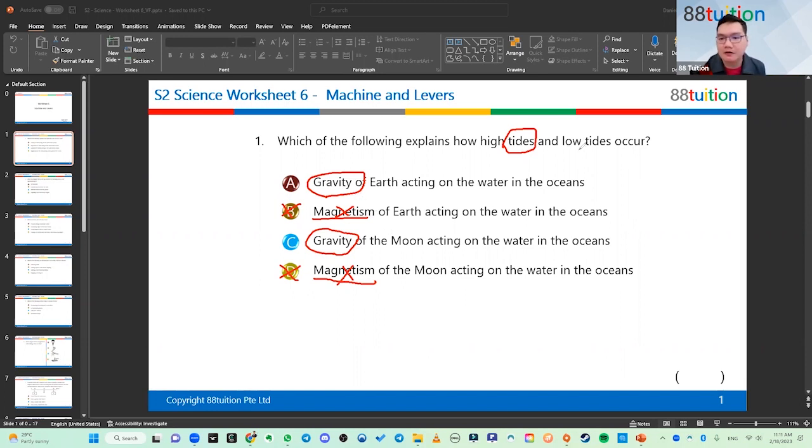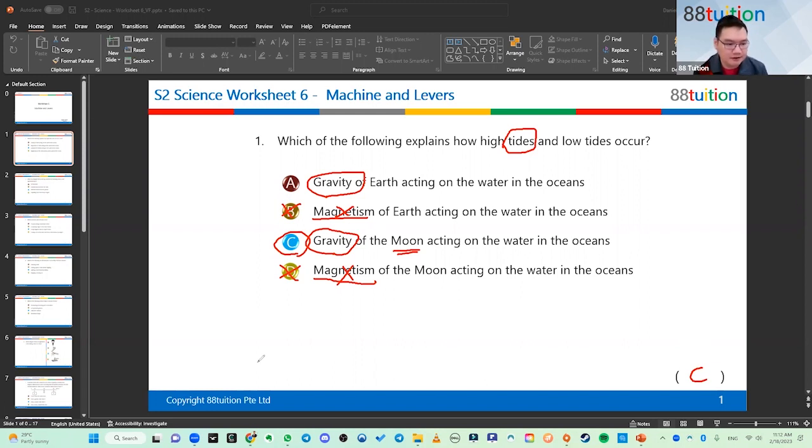When it's due to a high tide or low tide, it is actually the gravity of the Moon that matters. The gravity of the Earth does affect also, but in this case, the answer here is gravity of the Moon, C. Gravity of the Moon acting on the water in the oceans. So answer is C. Gravity of the Moon.